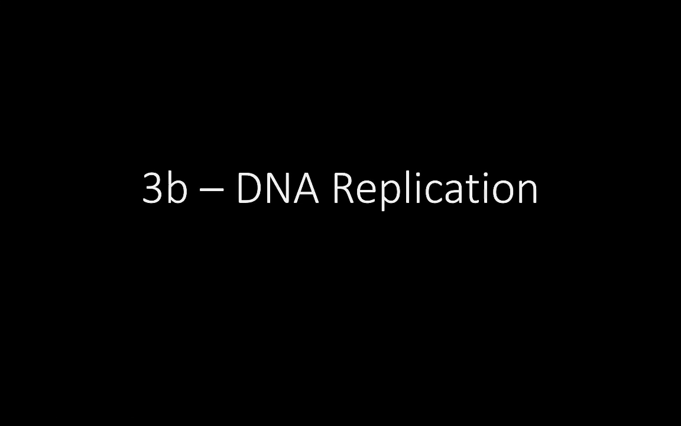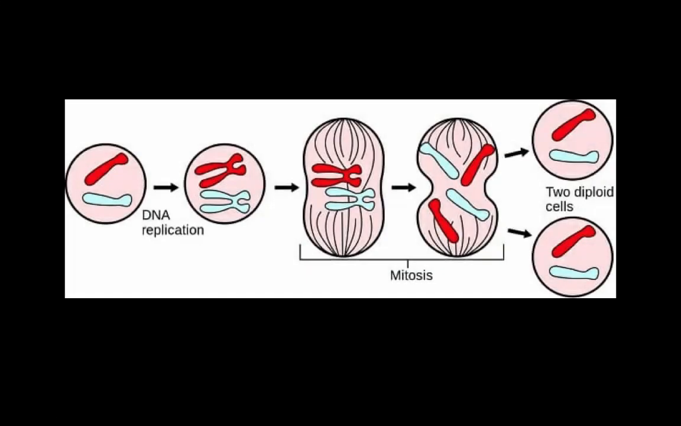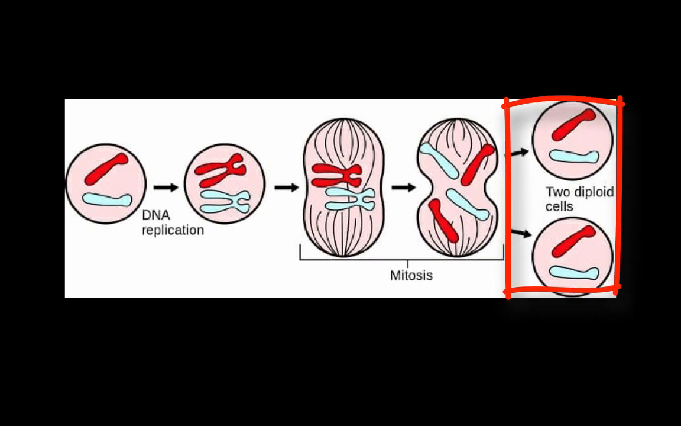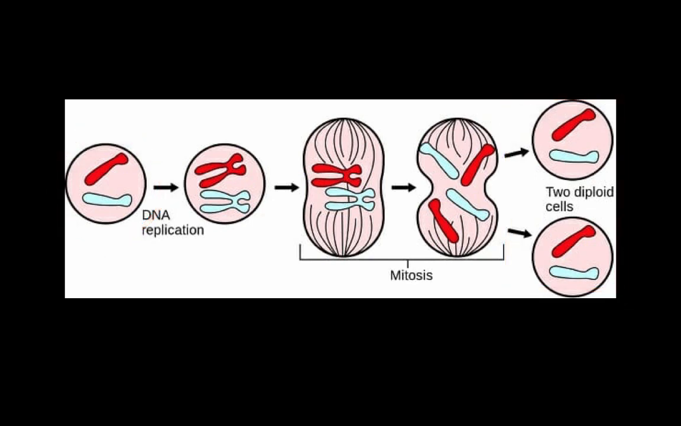Lesson 3b, DNA replication. Recall that when cells divide through a process called mitosis, each of the two cells produced, which we call the daughter cells, will have the same number of chromosomes as the initial cell, which we call the mother cell. In order for this to happen, the DNA in the mother cell must be duplicated before it divides, or the subsequent daughter cells will only have half the amount of DNA as the mother cell.